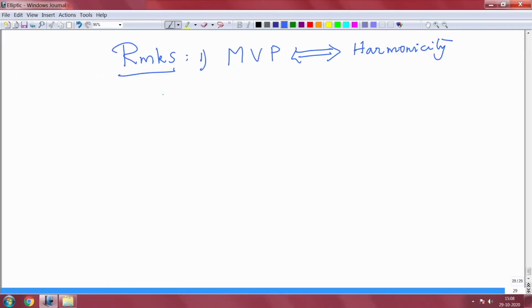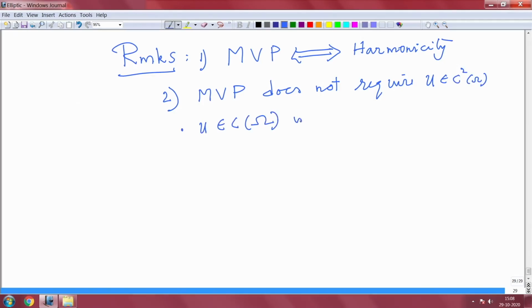The second remark is another interesting thing. If you observe, the mean value property does not require, though in the theorem I have added that, does not require u to be in C2. U being continuous is enough to define the mean value property. So you see, the mean value property can be defined even without having smoothness. So the question is, what can you say if the mean value property is satisfied? In fact, this is a very interesting thing. If we get time, we may prove this.